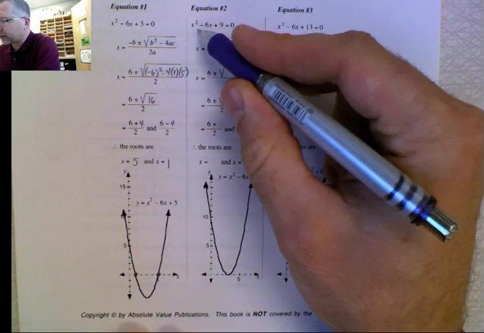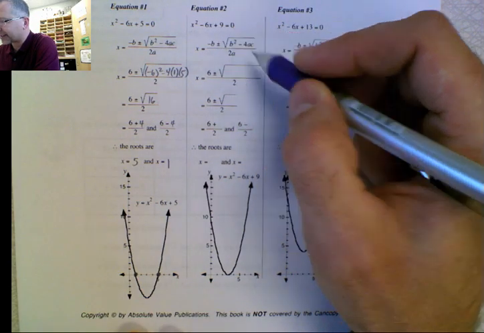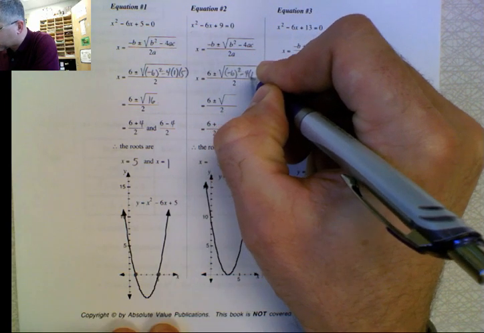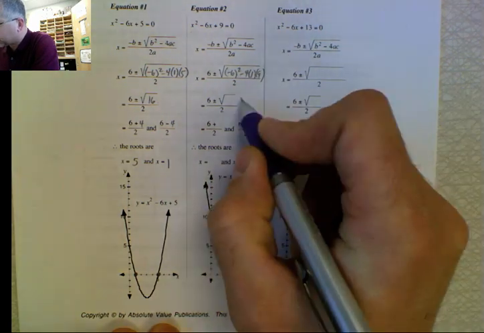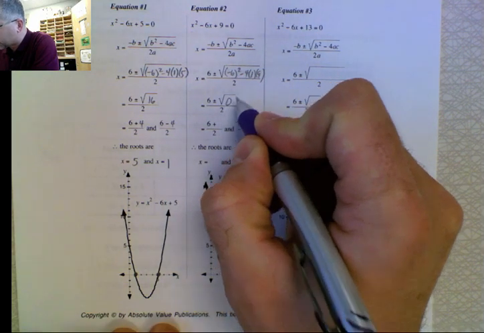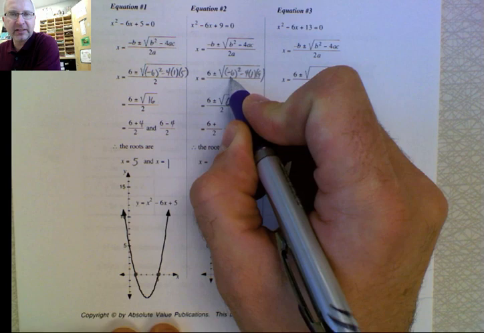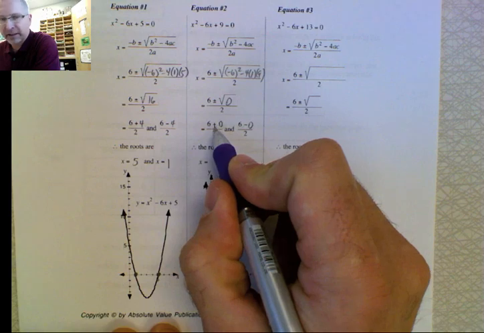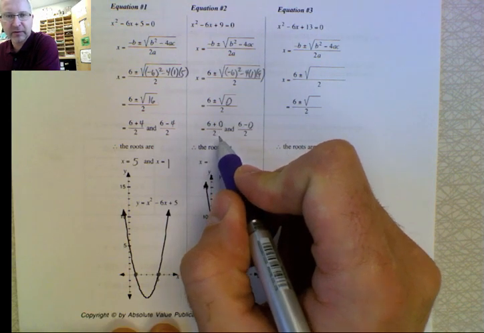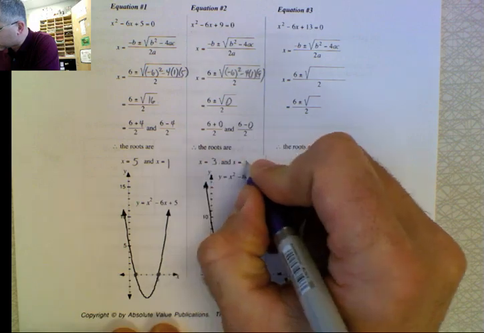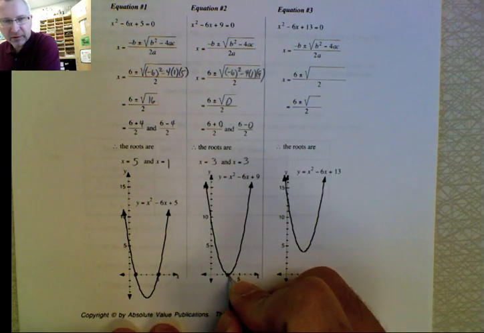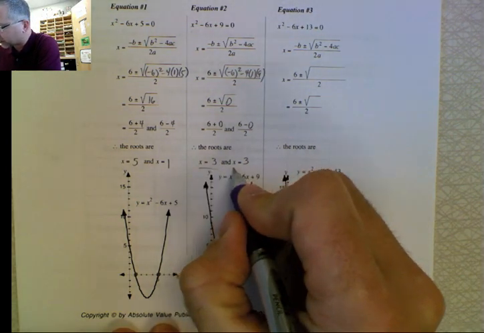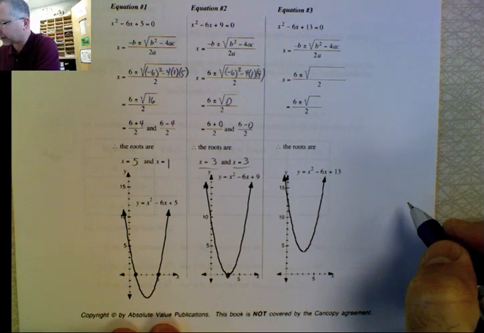If we look at the second equation, x squared minus 6x plus 9, in this case we're going to get negative 6 squared minus 4 times 1 times 9. If you look at what's inside the brackets, underneath the radical, you're going to get 36 minus 36, which is going to give you 0. So what ends up happening here is you get 6 plus 0, which is 6 over 2, which is 3. So you actually get two roots that are the same here. You have your graph bouncing off or touching the x-axis at 3. That means we have two identical roots of 3 at that location.